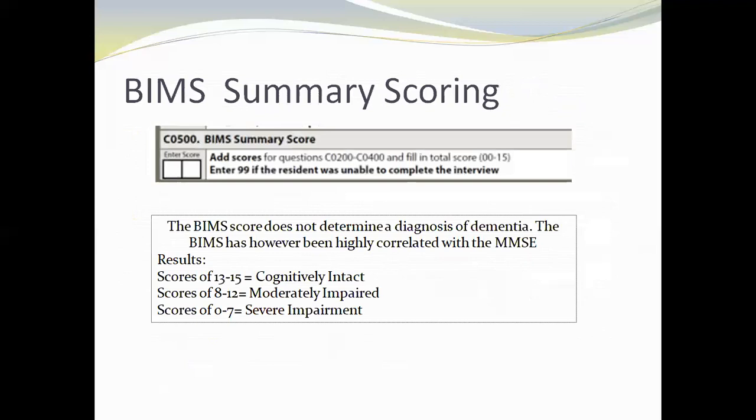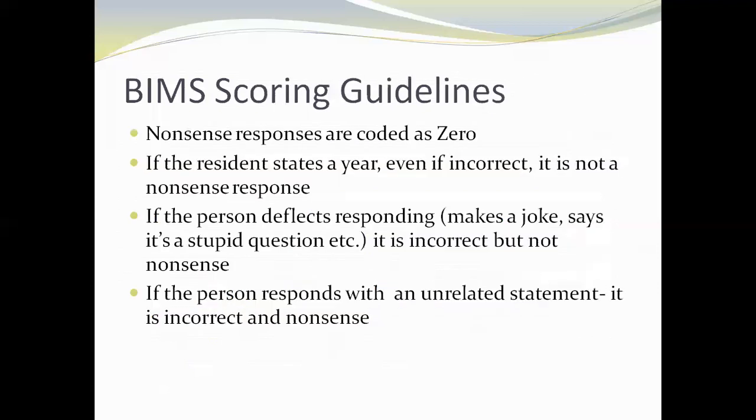If they're unable to complete the interview, they're scored as a 99. CMS wants to be sure that we understand the BIMS score does not determine a diagnosis of dementia. The BIMS, however, has been highly correlated with the mini mental status exam, and you can see the results of their BIMS score as to their cognitive status of being intact, moderately, or severely impaired.